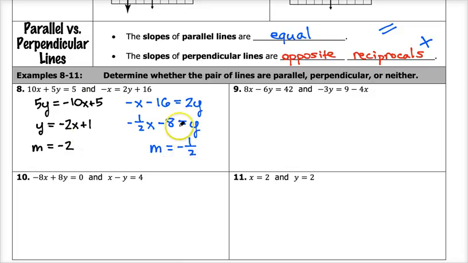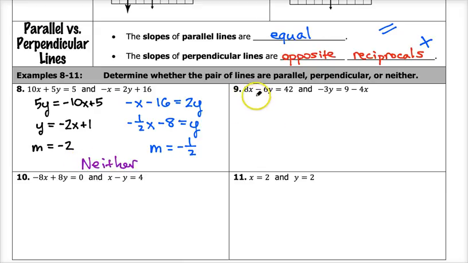So if we compare negative 2 and negative 1/2, obviously these are not the same slopes, so these are not parallel lines. Negative 2 and negative 1/2 are also not opposites of each other. They are reciprocals, 2 and 1/2, but in order for lines to be perpendicular, one slope has to be positive and the other has to be negative. Since these are not, this would be a neither situation. These lines are neither perpendicular nor parallel.